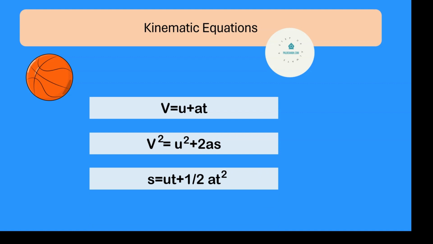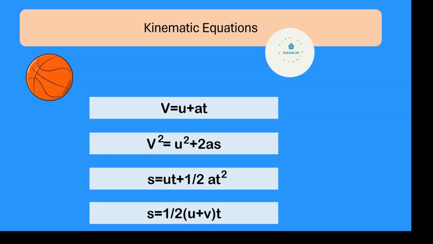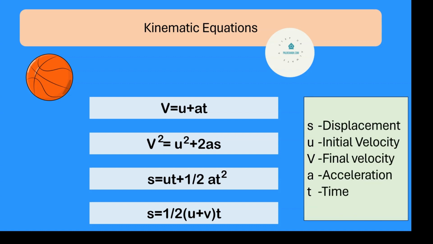The third equation states that displacement is equivalent to the initial velocity multiplied by the time plus half times the acceleration times the time square. The fourth equation removes acceleration and states that the displacement is equivalent to the product of the initial and final velocities summed and the time whole divided by 2. These equations are also called the SUVAT equations since they play with the displacement, initial and final velocities, acceleration and time.